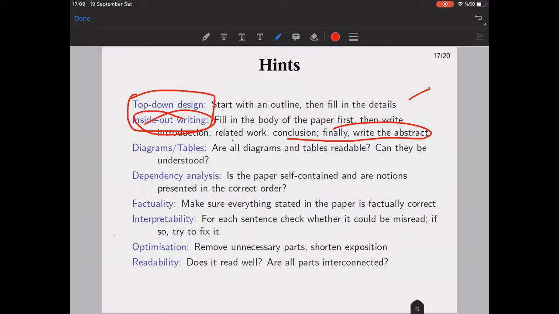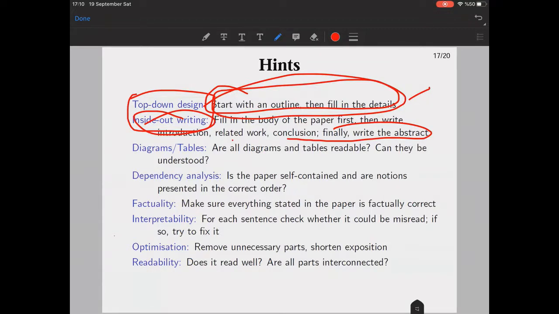Whatever suits you, okay? If I think about myself, I usually go for top-down design. I just think about my past experiences, and I realized that I mostly do top-down design, but it's up to you, whatever suits you.